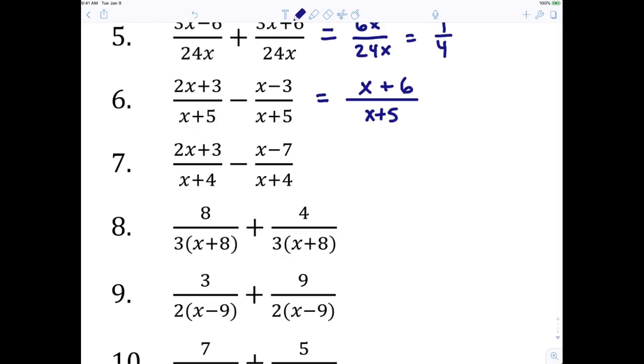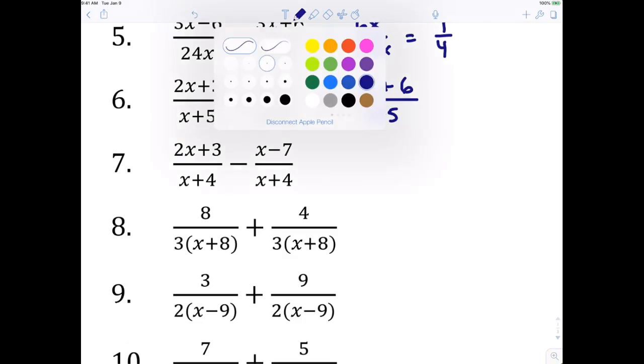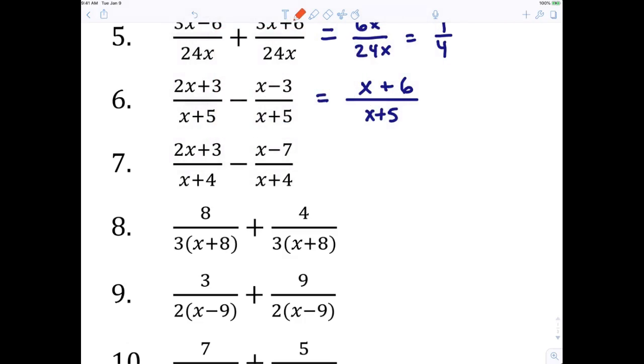That's exactly right. So when you have subtraction, here's my advice, guys. Change subtraction to addition, and then you distribute the negative. When you distribute the negative, now you don't have to worry about doing 3 minus negative 3.